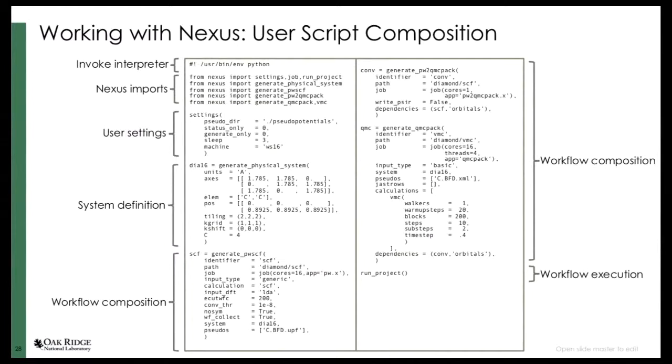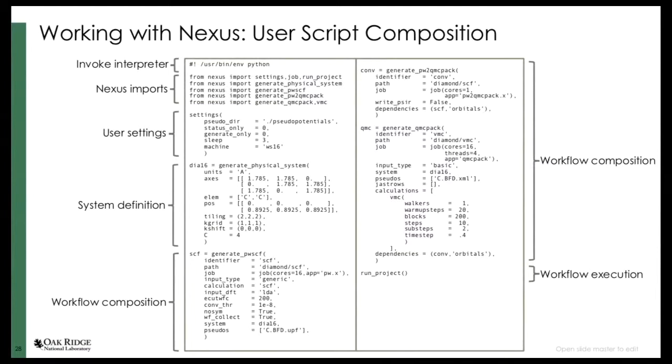Okay, so what's it like to compose workflows with Nexus? So this is the user script I've been alluding to in Python. This is a very simple workflow, just doing a Quantum ESPRESSO calculation followed by orbital conversion and VMC. The header of the script, you just invoke the Python interpreter, which is common in all Python programs.